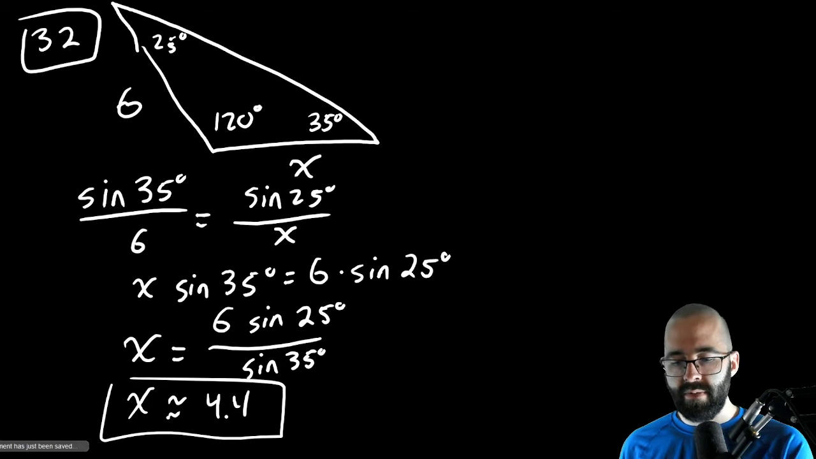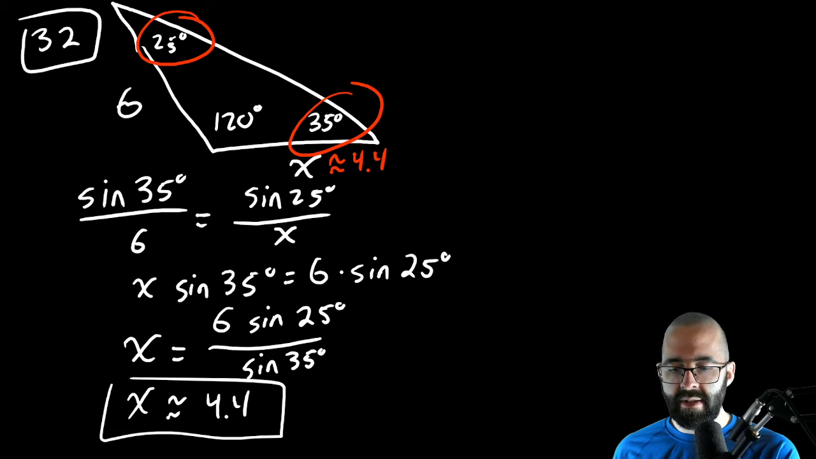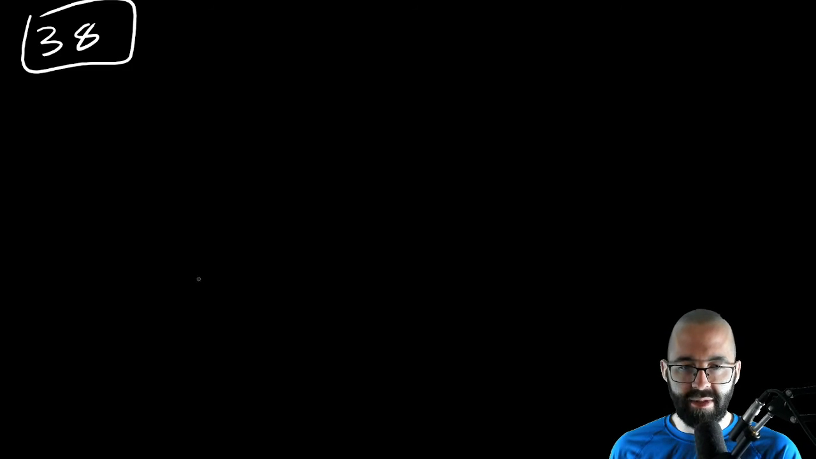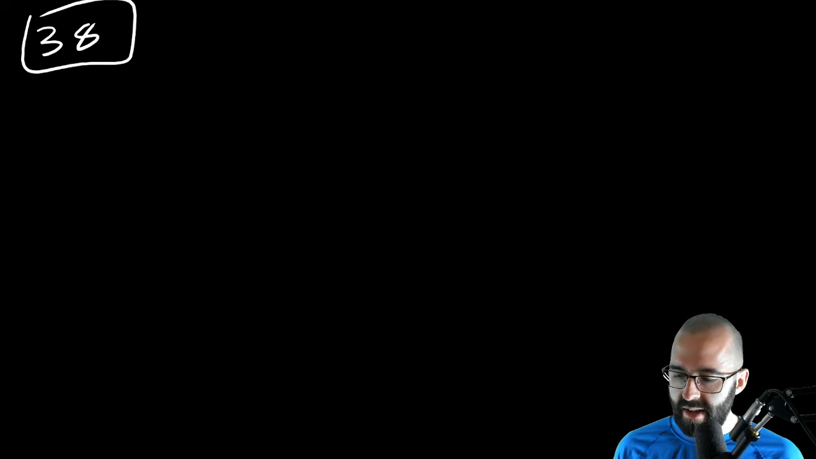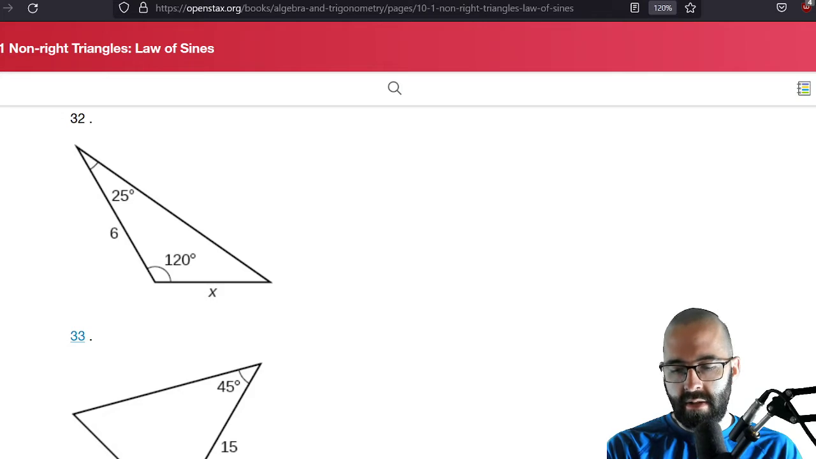And again, we didn't check this with the last one, but make sure that these are proportionate. This angle is smaller than this angle. So this side should be smaller than this side. All right, let's do 38. I have so many homework problems in this video. Giving you guys good extra practice. Law of sines can be tricky. Number 38.